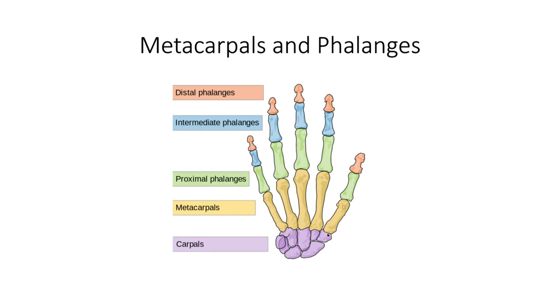So these joints are called the carpo-metacarpal joints. These are called the metacarpophalangeal joints, and any of these are called the interphalangeal joints. The digits of the hand are labelled from 1 to 5.